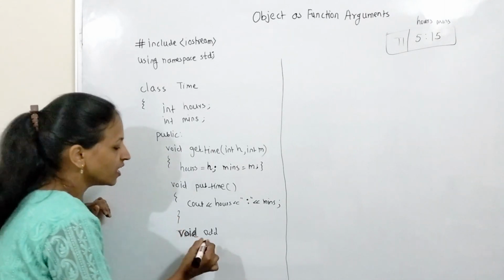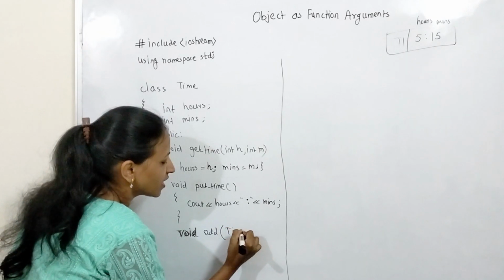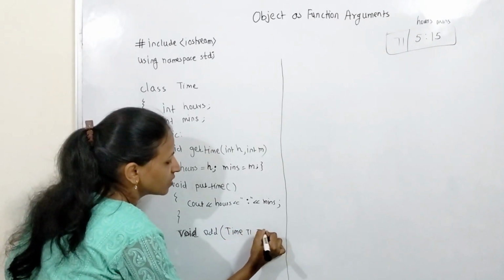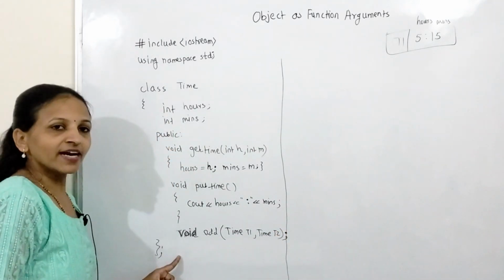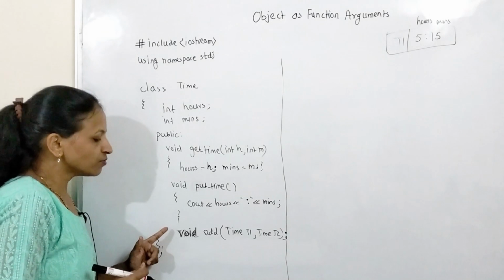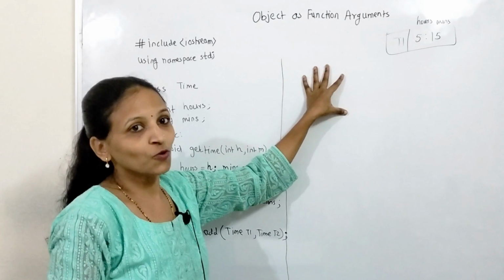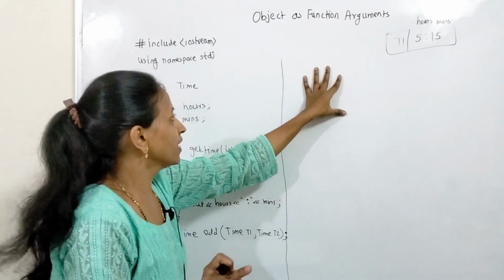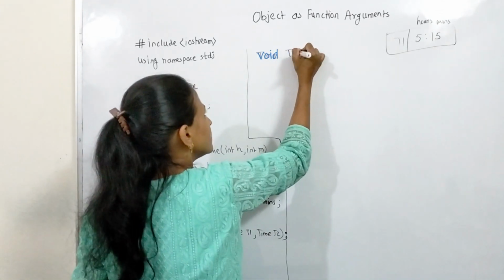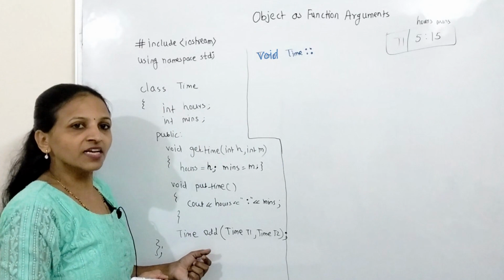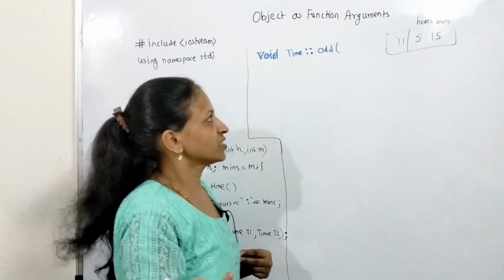The function name is, suppose, add, and here we have to pass two time objects. The first one is like this: time t1, comma, time t2, and here I am giving a semicolon. I am not writing the definition here; I am writing this definition outside the class, using the scope resolution operator. Now we have to write that add function. We write the class name, scope resolution operator, function name add, and we have to pass two time objects here.